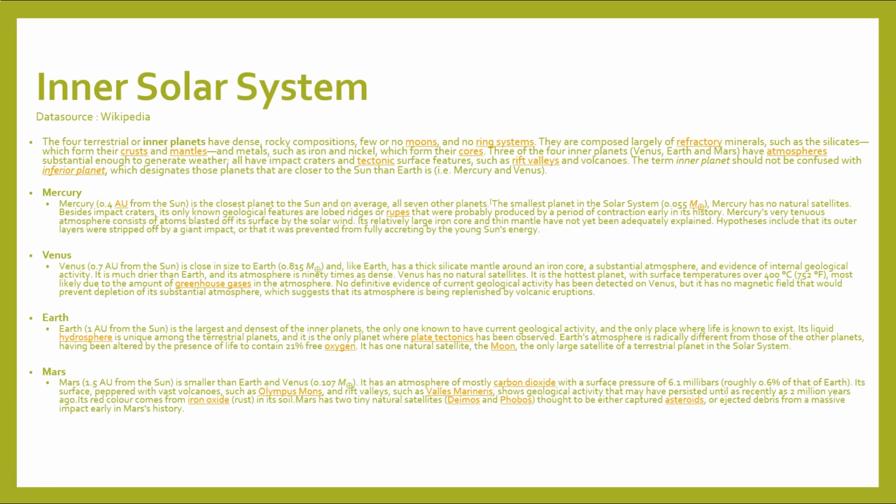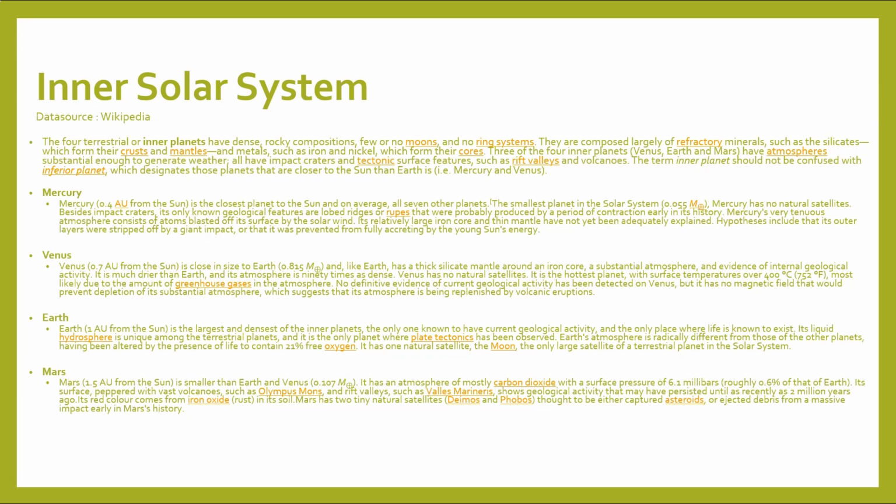Mars, 1.5 AU from the Sun, is smaller than Earth and Venus, about 0.107 the mass of Earth. It has an atmosphere of mostly carbon dioxide with a surface pressure of 6.1 millibars, roughly 0.6% of that of Earth.